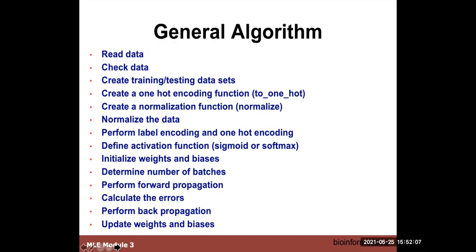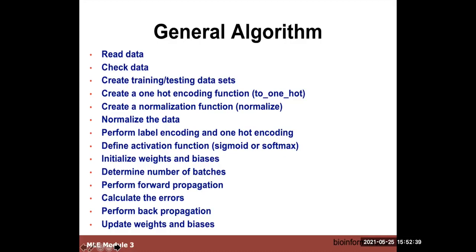We have to normalize the data. We do what's called an L2 normalization of the petal lengths and widths and sepal lengths and widths. We have to then encode the labels and do the one-hot encoding. We have to define our activation function. In this case, we're using, I think, sigmoid for layer 1 and softmax for layer 2. We have to initialize our weights and biases. These are kind of random numbers.